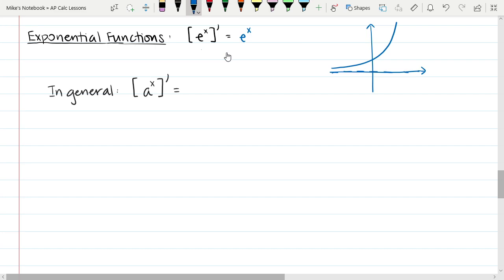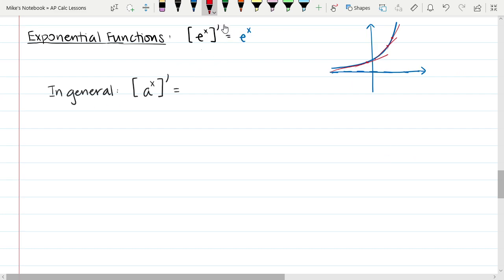But remember, this is telling you that the slope of the tangent line at any given point is actually just the same as the y-coordinate of the graph at that point. So it's sort of an interesting relationship that the graph has to its own slope. So that's really what this derivative is saying.